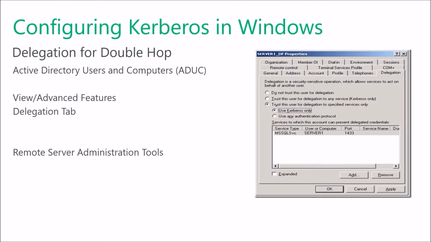Find the service account that's running your SQL service, then select the Delegation tab, and then select Trust this user for delegation to any service, Kerberos only. If you want to be more restrictive on what this account can delegate, then use Trust this user for delegation to specified services only, and then enter the SPN details for the service you wish your SQL Server to connect to. You don't need to restart SQL when you set up delegation.